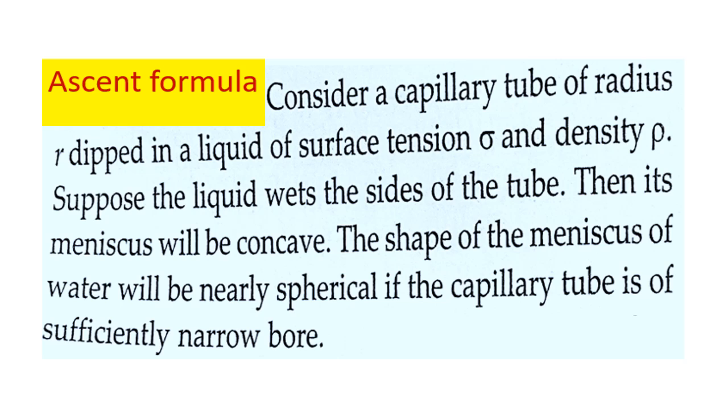Consider a capillary tube of radius r dipped in a liquid of surface tension sigma and density rho. Suppose the liquid filled in the capillary tube wets the side of this tube. That means the meniscus will become concave, and the shape of the meniscus of water will be nearly spherical if the capillary tube is of sufficiently narrow bore.